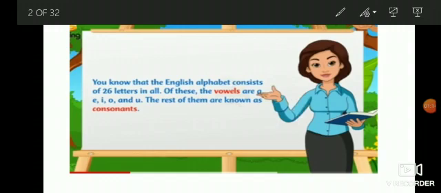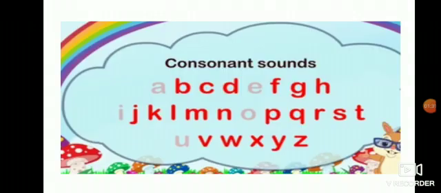Vowels are five: A, E, I, O, U. The other letters are known as consonants. What are the consonant sounds? See here: B, C, D, F, G, H, J, K, L, M, N, P, Q, R, S, T, V, W, X, Y, Z. These are consonants. Vowel sounds are A, E, I, O, U.